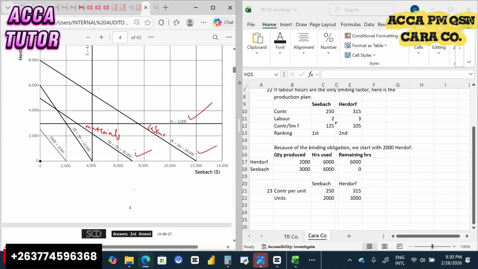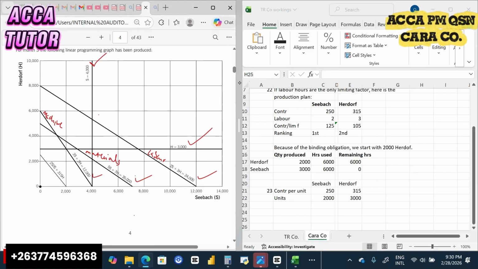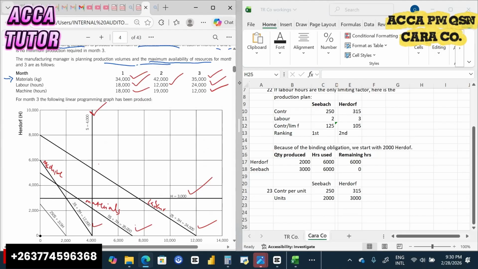Then, saka imwe yacho yasara inofanira kunge iri machine hours. Let us verify kuti ndeye machine hours here. Tiri kuona apa yakanzi 12,000. Ngatione kuti 12,000 ndizvo here. Yes. 12,000 machine hours, no maximum hours available.